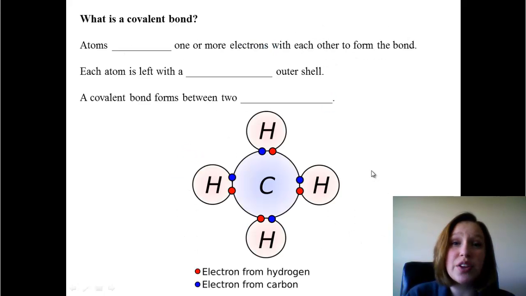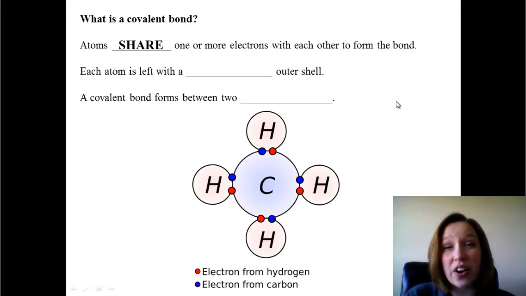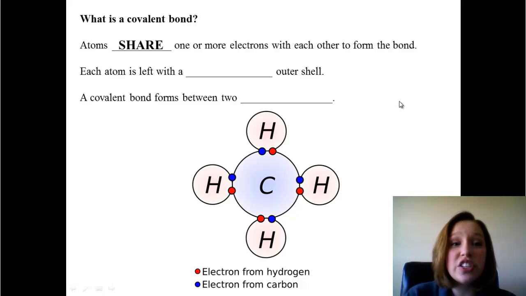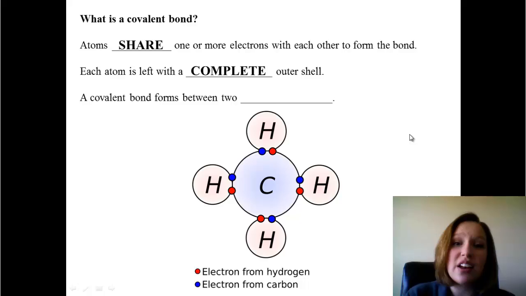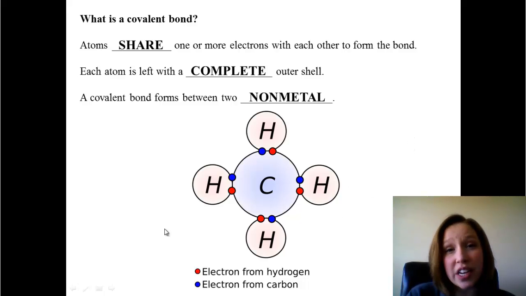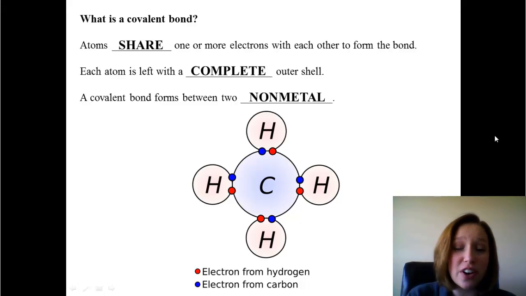Now, the other type of bond is covalent. And covalent is the type of bonding we are dealing with right now in our macromolecules unit. This is where atoms actually share their electrons. Each atom is still trying to get that complete outer shell, but this time the bond only forms between nonmetals. So this picture here shows how they are sharing the electrons. They belong to both hydrogen and carbon in this case. And this is our methane, or in cruder terms, I guess, a fart.